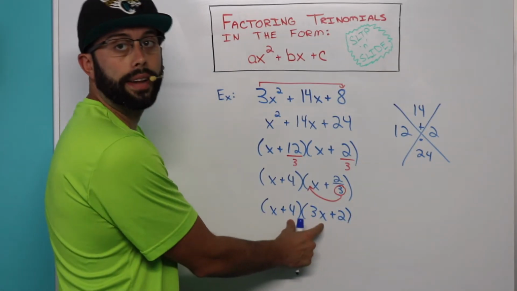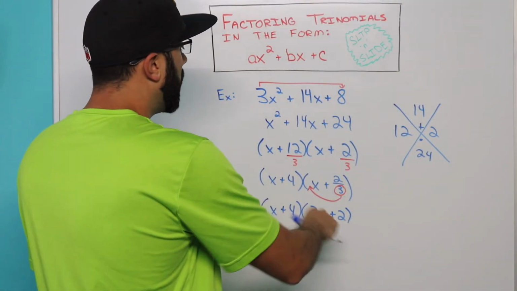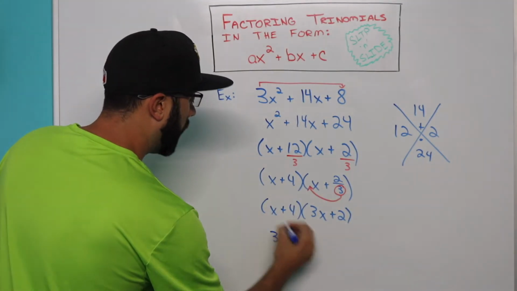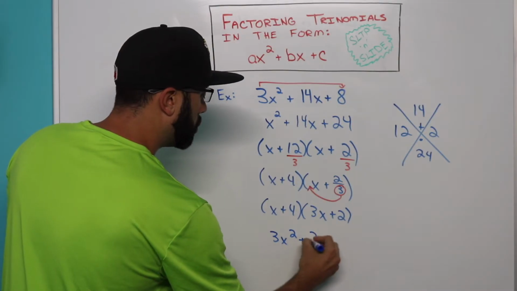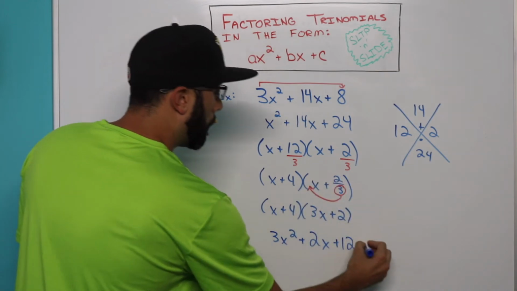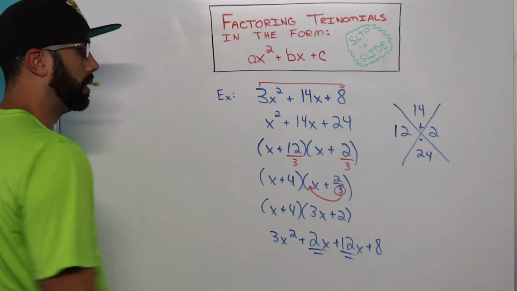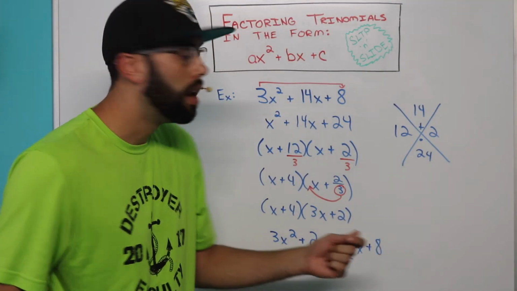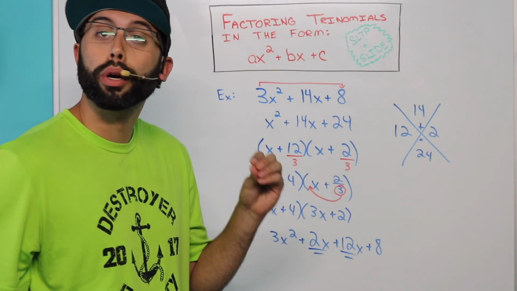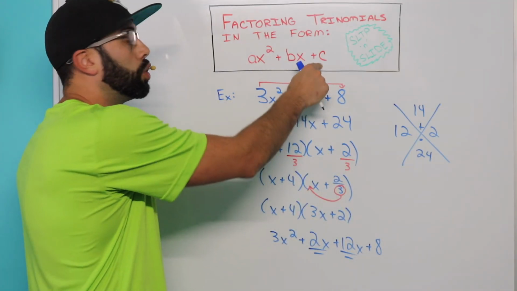So now we have this factor, but just to double check, let's distribute it to see if we get our original trinomial. 3x squared plus 2x plus 12x plus 8. And if you notice, these will combine to give us 14x, thus giving us our original problem. So again, this is just an algorithm that will produce the factored form every time when it looks like this trinomial form.